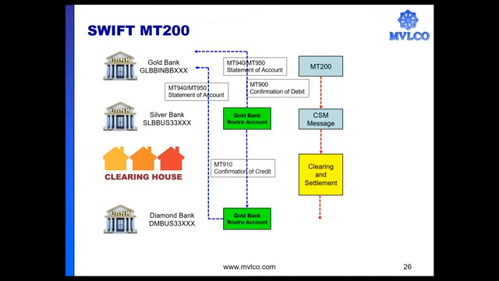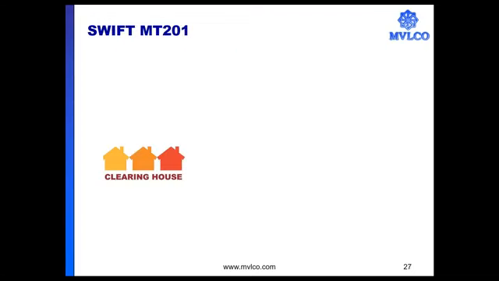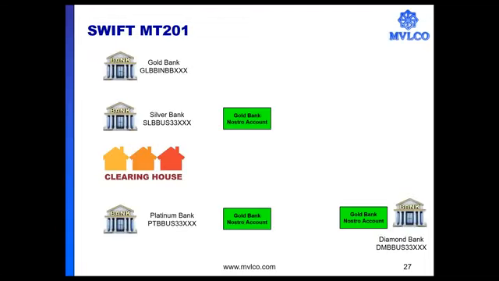If Gold wants to move money from Silver Bank to two different places simultaneously, which means there are going to be two payment transactions, in that case we will use the MT201. So in MT201, I'll have this scenario where Gold has three bank accounts. Gold has a bank account with Silver Bank, with Platinum Bank, and also with Diamond Bank. What Gold wants to do is move its own money from Silver Bank to its own accounts at Platinum Bank as well as at Diamond Bank.